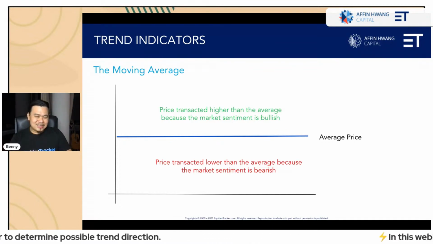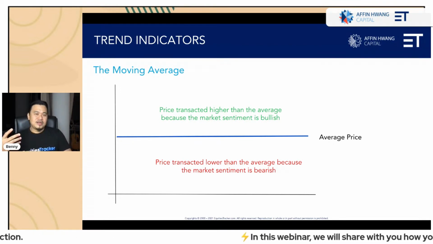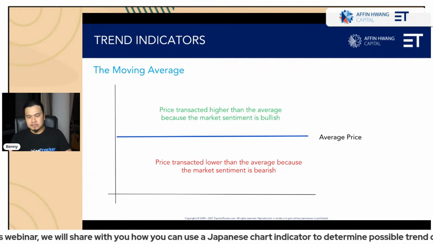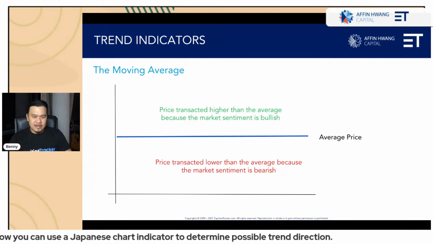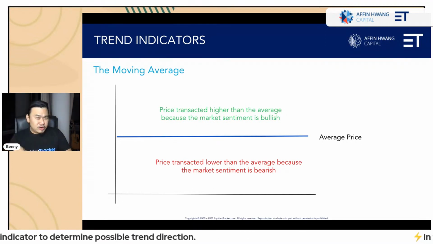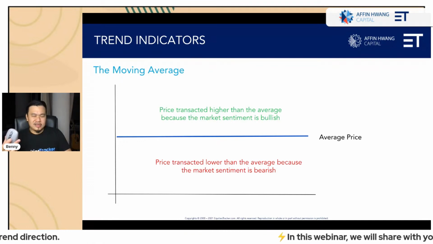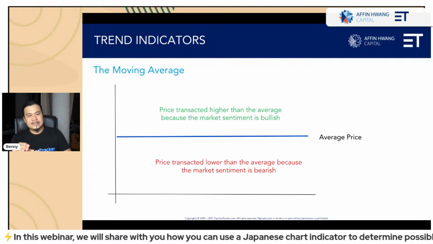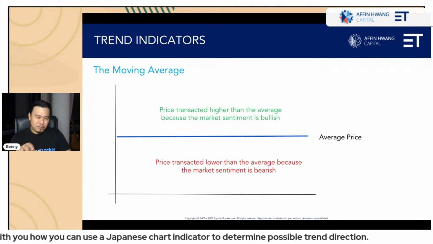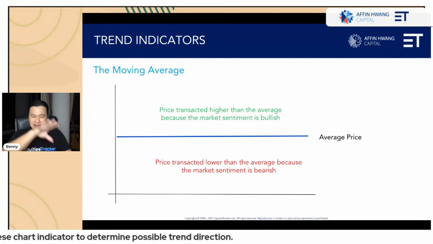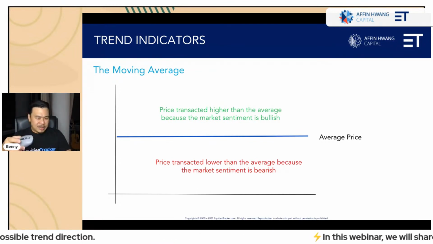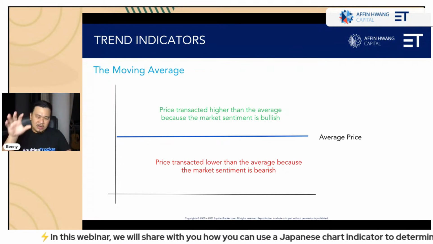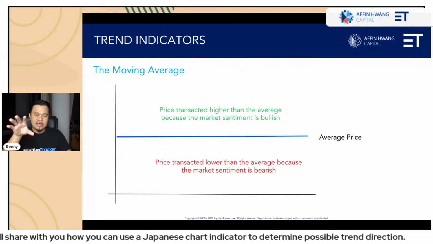So when prices are transacted above the average most of the time, it simply means that the market or that particular stock is bullish, because everybody wants to get hold of it and the price is continuously trading above the average. Now, if the price is trading below the average, it simply means that this product is not so hot. The demand is not there. They are not willing to buy at higher prices, only at lower prices than the average. That means the market has an opinion that this product is not worth more than this average price. If it continues to trade at lower prices, it simply means that the stock is bearish.